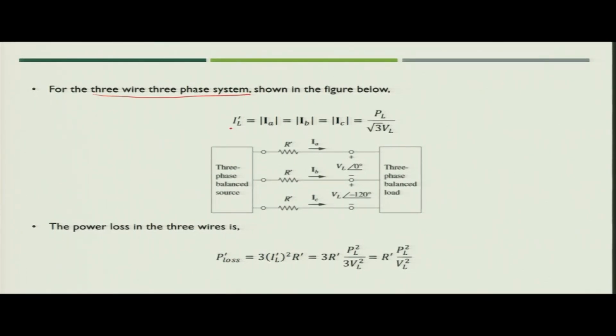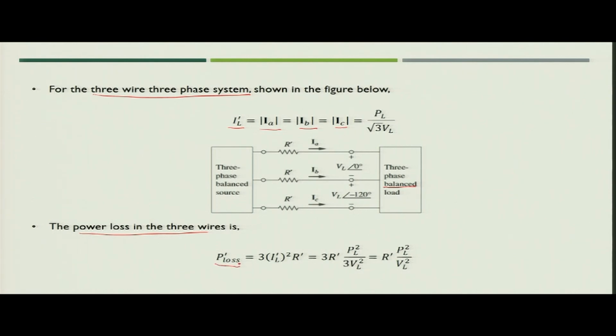In this, let us assume that IL dash is the current which is going to the load. Here the magnitude of all line currents will be the same, because we are considering the load is balanced. So, IL dash can be given as PL by root 3 into VL. So, in that case the power loss in 3 wires, because for the 3 phase system we will have 3 wires, let us assume that the resistance of each wire is R dash.